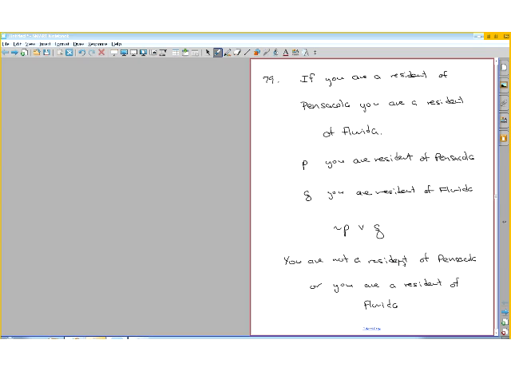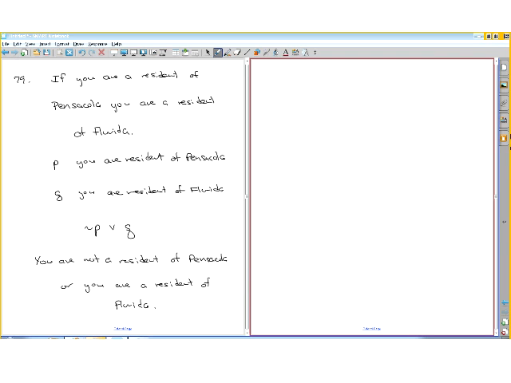If you're a resident of Pensacola, you're a resident of Florida. You are not a resident of Pensacola, or you are a resident of Florida. So I guess it's saying that if you're not a resident, well, we got to not use the if statements. Okay, I'm just going to leave it at that. I still haven't figured it out. So theoretically, that's right. The book says it's right.